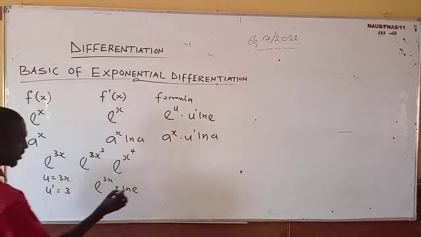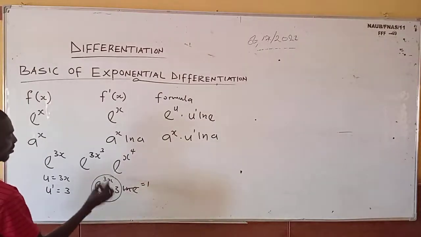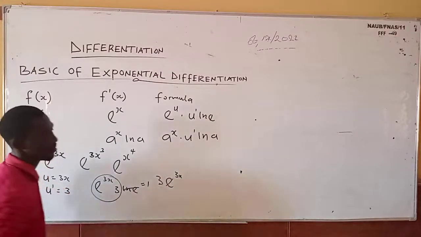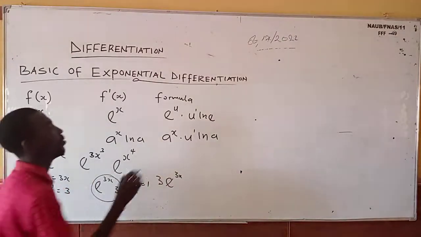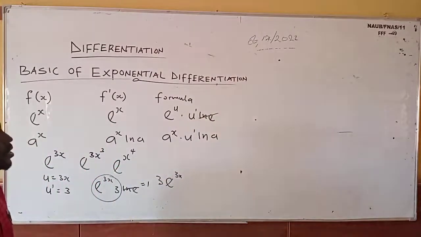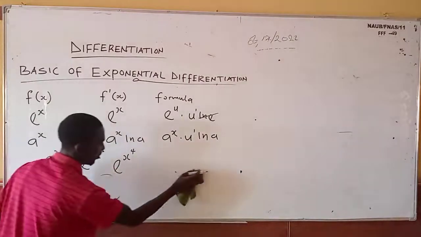This is your answer. But ln e is equal to 1, and 1 times all this gives us 3 exponential 3s. Do you get that? Most times you can neglect ln e because it is 1.